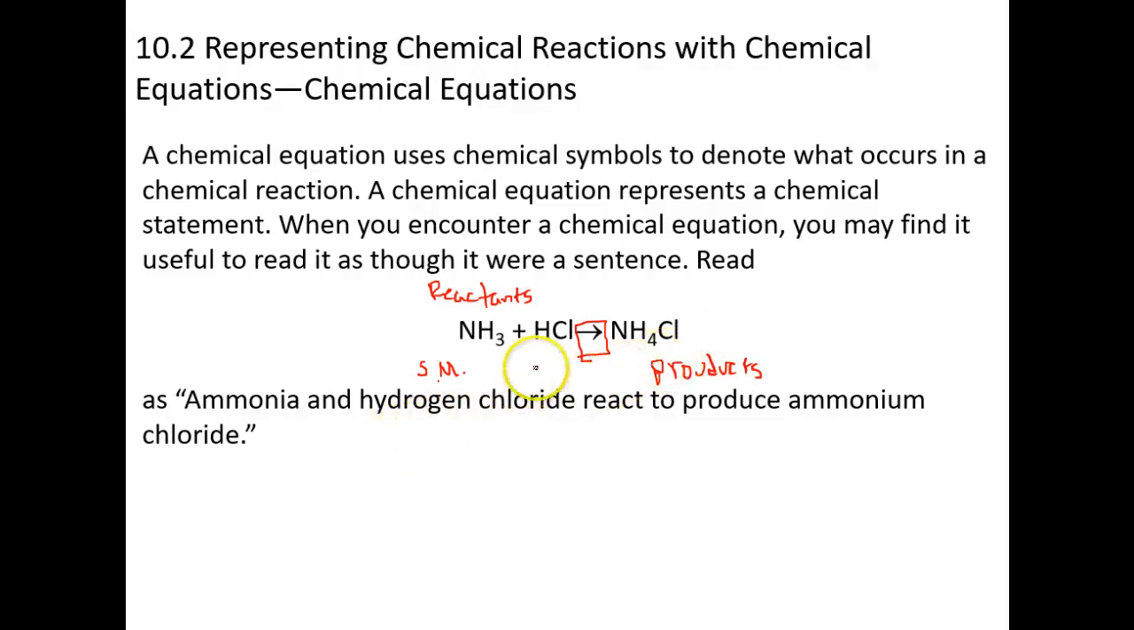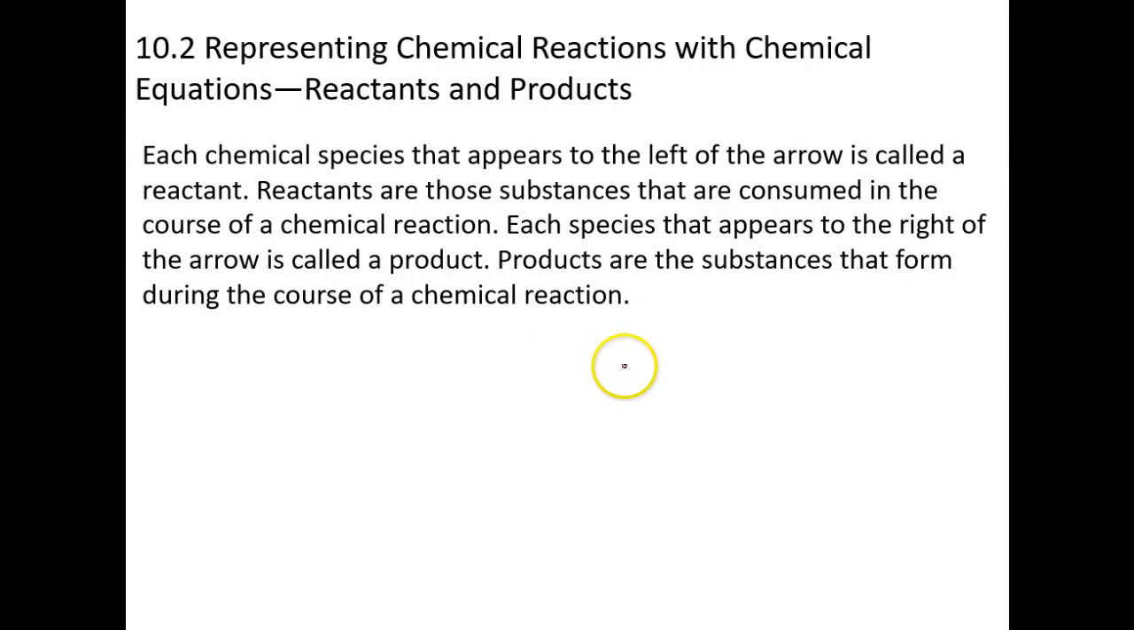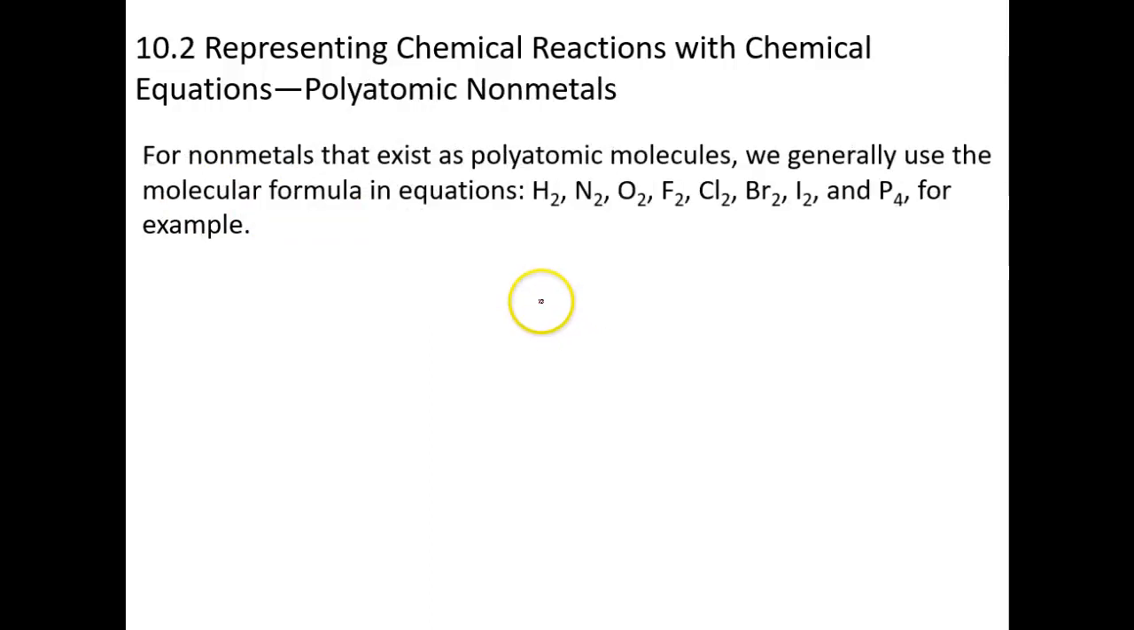So ammonia and HCl react to produce ammonium chloride. Okay, that's basically how you talk about it. So here the reactants are on the left side of the equation, and then your products are on the right side of the equation.